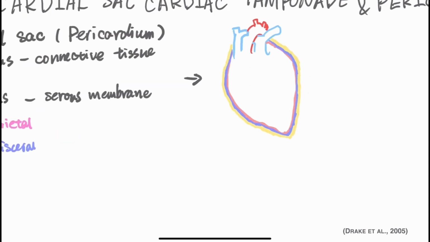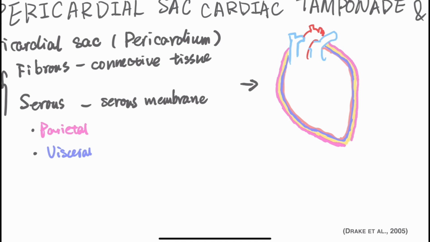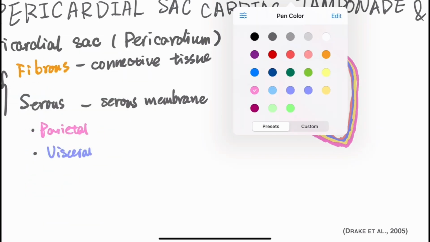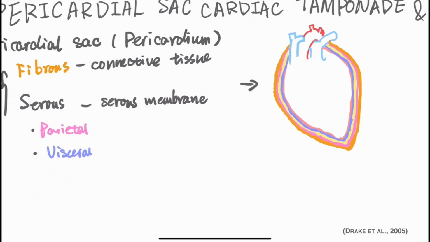The serous layer includes an outer parietal layer and an inner visceral layer. The space in between is called the pericardial cavity and is filled with a thin lubricating layer of pericardial fluid to minimize friction as the heart contracts.